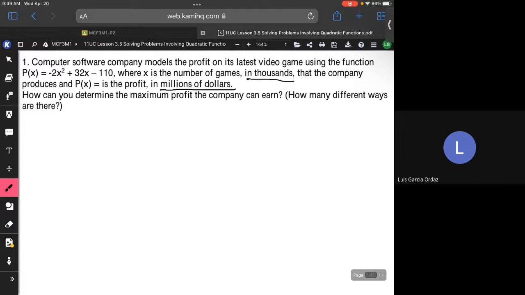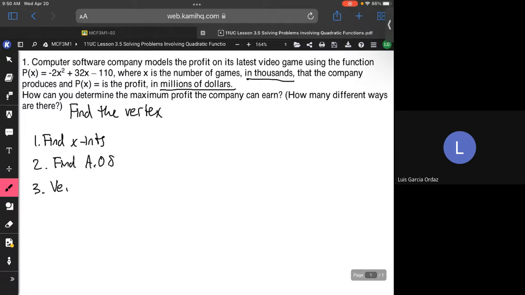So when I determine a maximum, when we're talking about quadratics, when does the maximum of a graph usually happen, Brooklyn? Yeah, so we have to find the vertex. So how are we going to find the vertex? What do we need to do? So you're going to find your x-intercepts, find the axis of symmetry, and then last but not least, you're going to come up with your vertex.